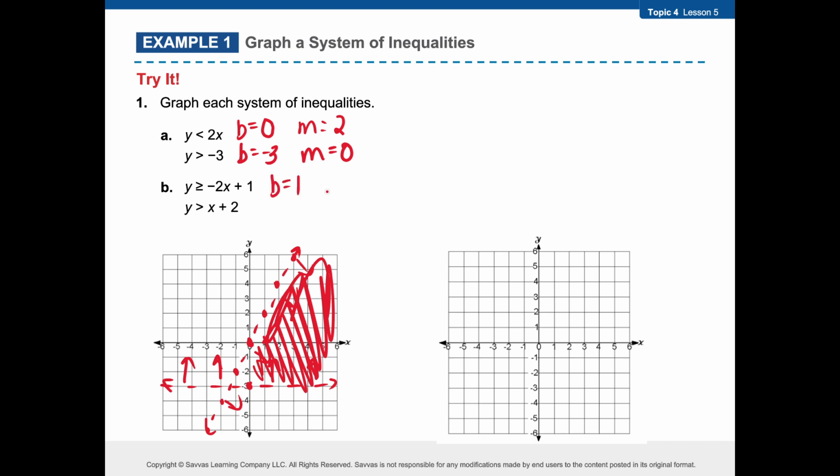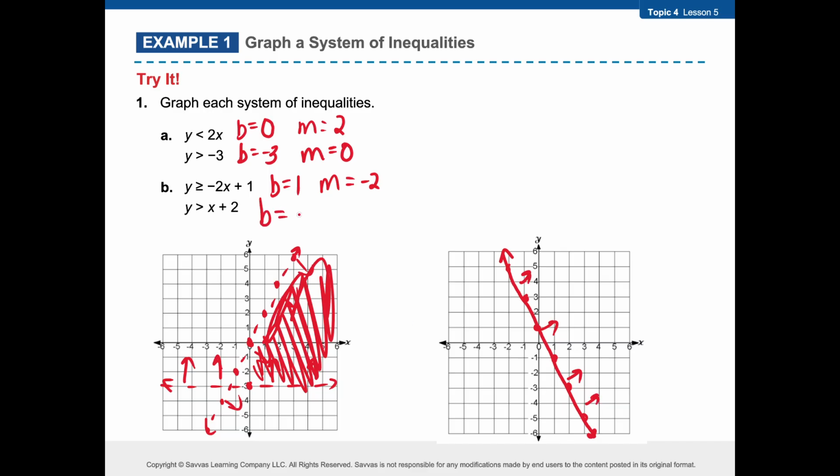Letter B would start at 1. The slope is -2 and the y-intercept is 1. Down 2 to the right 1. This one has an equal sign, so it is a solid line, shaded above.